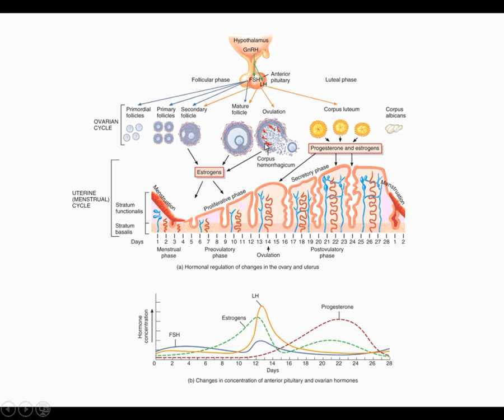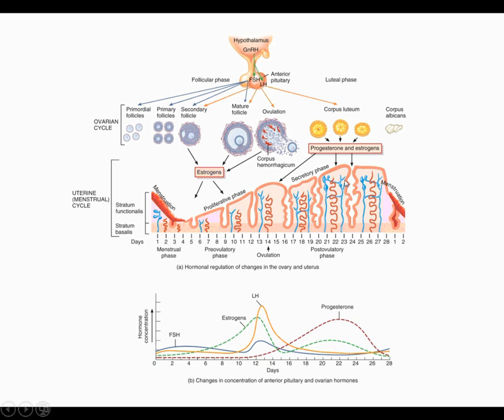Okay. Now, that follicle that bursts becomes this structure called a corpus luteum. And this corpus luteum will release several hormones, but progesterone and estrogens are very important. You can see those levels are staying elevated, especially progesterone. They help to keep the growth of that endometrium occurring.